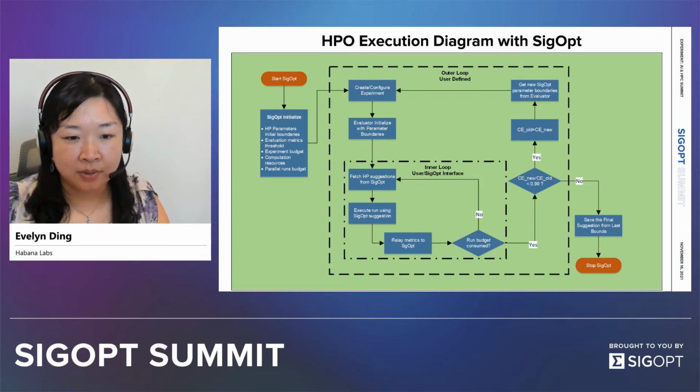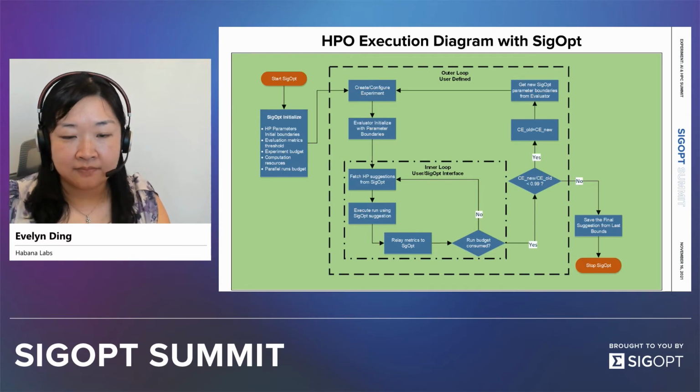The next one is the computation resource, which depends on the availability of the number of accelerators we are planning to use. The last one is the parallel run budget. For example, if we plan to use 64 accelerators, we can define the parallel bandwidth as 2. Then we can run 2 sets of 32 accelerators for the experiment. That's going to help us speed up the experiment.